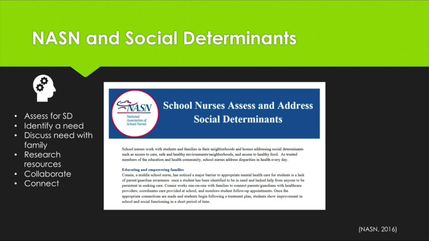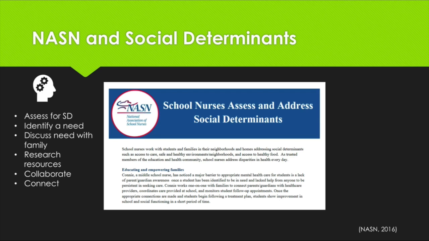Connie is a middle school nurse, and she's noticed a major barrier to appropriate mental health care for students. So what she's identified is in her community there's not enough mental health services, and the ones that are available are not really accessible to everybody. Connie works one-on-one with families to connect parents and guardians with healthcare providers, coordinates care at school, and monitors student follow-up appointments. Once the appropriate connections are made and the student begins following a treatment plan, students show improvement in school and social functioning in a short period of time.